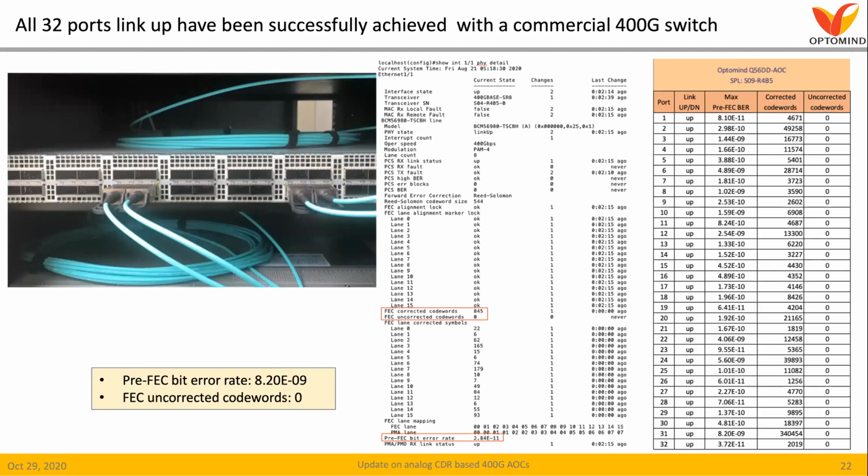We tried the link testing of 400G QSFP-DD AOC with a commercial 400G switch. We obtained a link up for all 32 ports without any problem. The maximum pre-FEC BER for the worst channel was in the 10 to the minus 9th range. There was no FEC uncorrected codeword for all 32 ports.